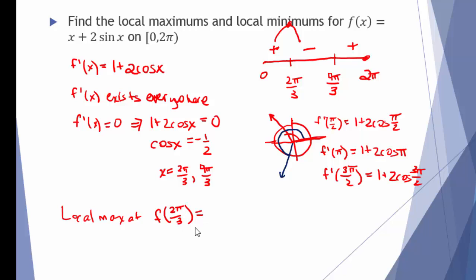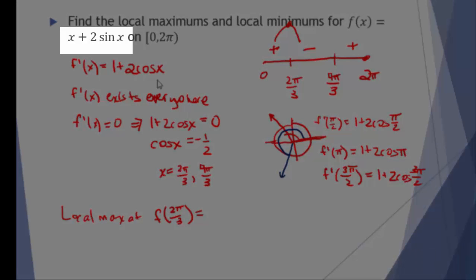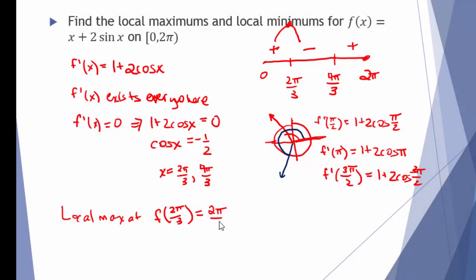So again, we're not going to plug 2 pi over 3 into the derivative this time. This time we're looking for a point on the original function. So we plug it into f of x. So that's going to be 2 pi over 3 in place of x plus 2 times the sine of 2 pi over 3. And when we calculate that, that's 2 pi over 3, and then the sine of 2 pi over 3 is square root of 3 over 2. So when you multiply that by 2, it just ends up being square root of 3. So that's your local max.